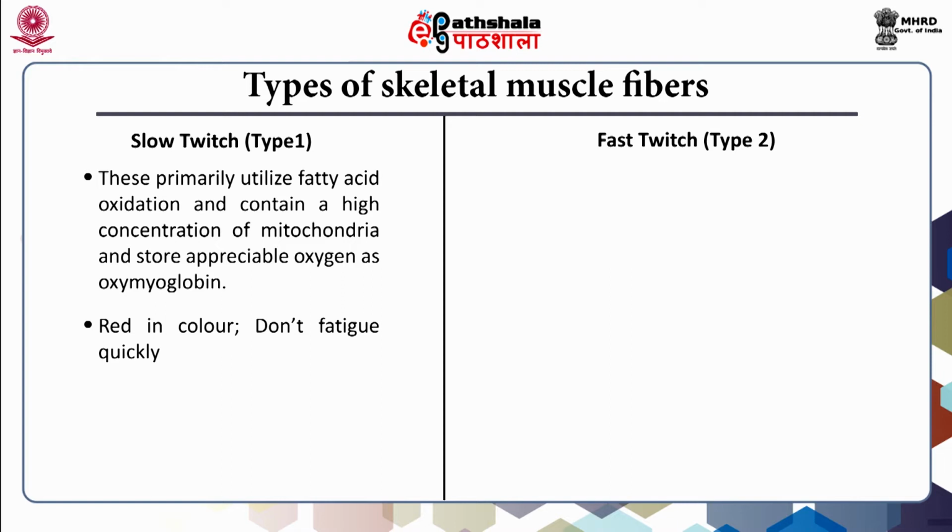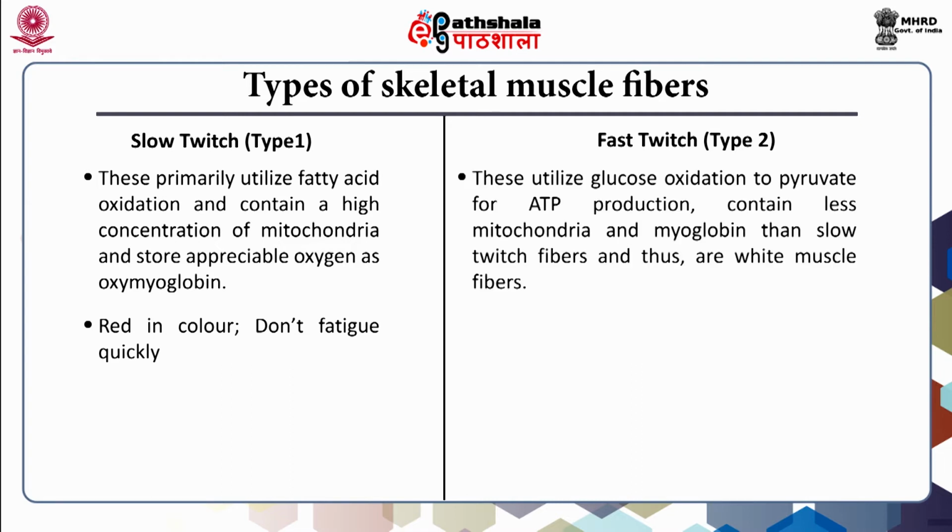In case of type 2 muscle fibers, these utilize glucose oxidation to pyruvate for ATP production. They contain less mitochondria and myoglobin than slow twitch fibers and thus are white muscle fibers. These are white in color and fatigue quickly.